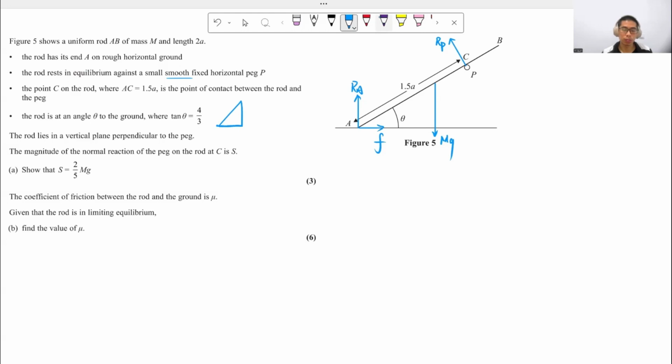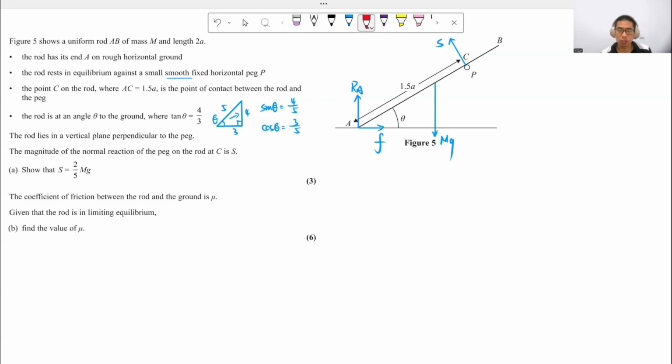Again, we can just draw a little triangle. Theta is here, opposite is 4, adjacent is 3, so hypotenuse is 5. That means sine theta equals 4/5, and cos theta is equal to 3/5. And then the rod lies in a vertical plane perpendicular to the peg. The magnitude of the normal reaction of the peg on the rod at C is S. So they name this one S, so let me change that into S. And they show that S equals 2/5 mg.